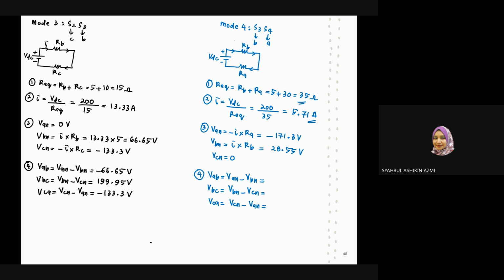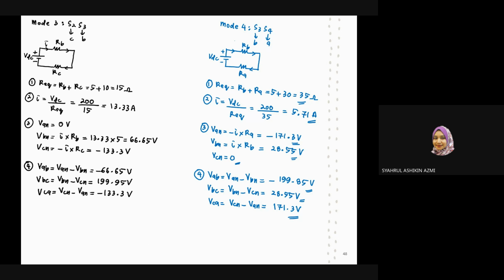Okay, so VAB is VAN minus VBN. So you will get negative. Negative how much? 199.85. Okay, VBC, VBN minus VCN, you will get 28.55 volt, and your VCA is 171.3. Alright. So this is for mode 3 and mode 4.